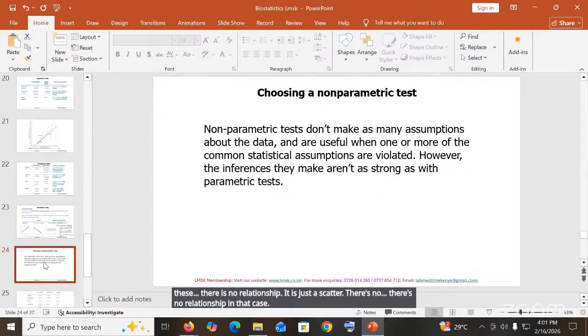Now, in non-parametric tests, you don't make assumptions because assumptions have been overridden. There's no homogeneity, there's no independence, and the data is not normal. So you use what we call non-parametric tests, and I'll just mention them.